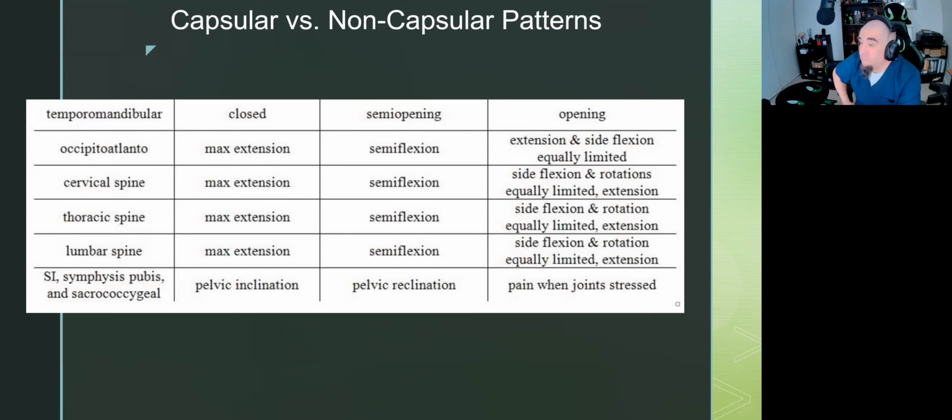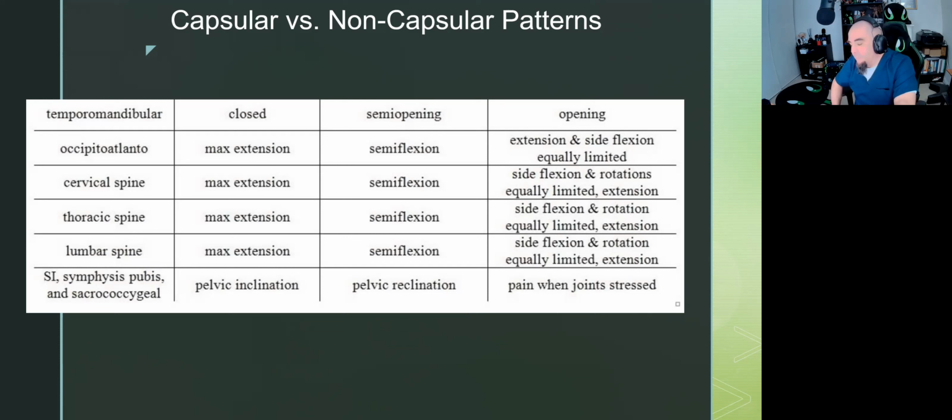Am I clear as mud on the capsular and the non-capsular pattern? Again, we're going to hit this the whole semester. Every time we go into a joint, when we start going into the hip, the knee, we're going to go back to this. What is the capsular pattern? What is the non-capsular pattern? We're going to beat you with it. By the end of the semester, you're going to be like, Mr. McKeever, I get capsular, I get non-capsular.